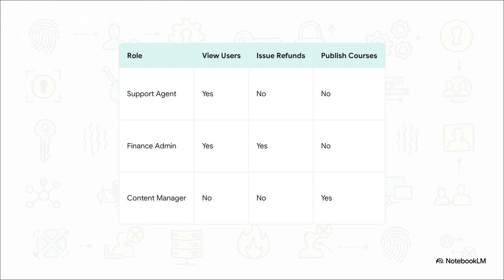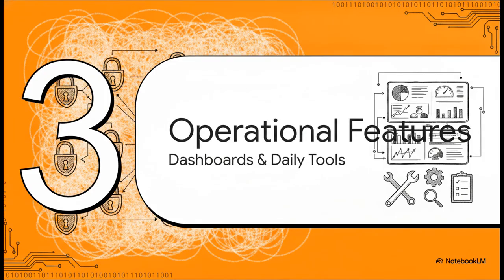And the crucial takeaway here is that this authorization must be enforced on every single backend API endpoint. You cannot just hide a button on the front-end interface and pretend it's secure. The backend has to act as the bouncer every single time. Moving right along to part 3, core operational features, dashboards, and daily tools.